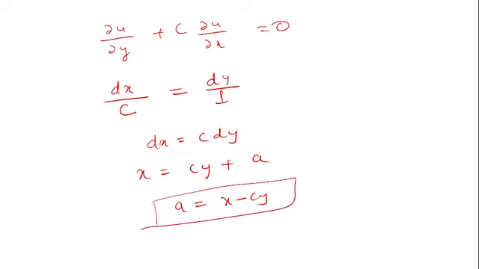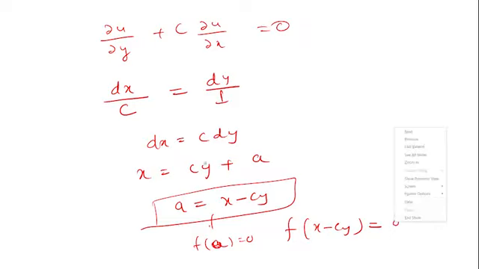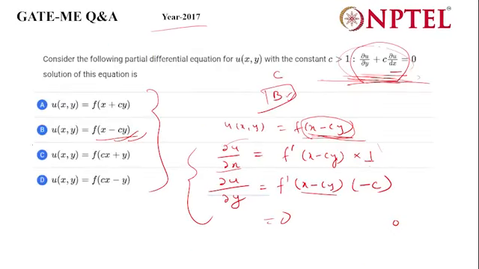Okay. Now how do we write? We have to write f. Your answer will be f as a function of u, or f is a function of u is equal to 0. So your answer will be f of x minus cy is equal to constant or 0. So it was option B, f is equal to x minus cy. This is the way you can solve this kind of equation.